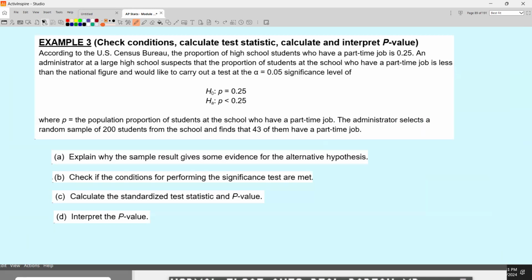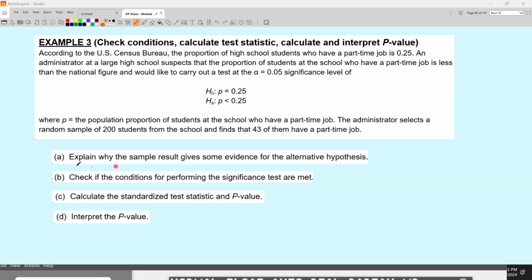Let's do an example. On this problem here, according to the US Census Bureau, the proportion of high school students who have a part-time job is 25%. An administrator at a large high school suspects that the proportion of students at the school who have a part-time job is less than the national figure, and would like to carry out a test at the 5% significance level. Here are the hypotheses. P is equal to 0.25, and P is less than 0.25 for the alternative. The reason it's less than is because the administrator suspects that the proportion is less than the national figure. That's based off the wording in the problem. P is the population proportion of students at the school who have a part-time job.